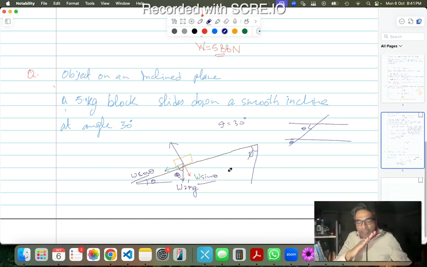So again, if it is a slope, it should be going to that end. It cannot go upward. If it is sliding, it's going to the downward only.